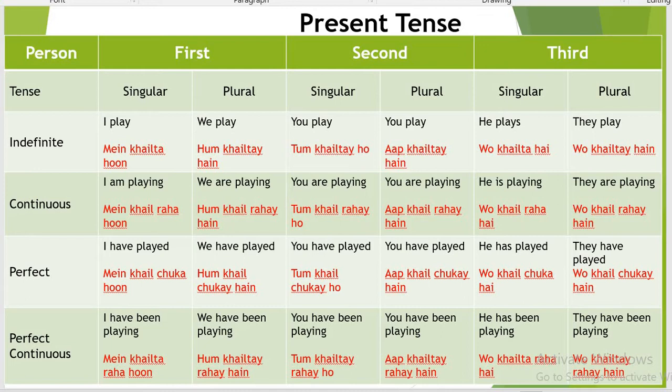For example, first person singular is I, which is main, and plural is we, which is hum. Then second person singular is you, which is tum in Urdu, and plural is aap, which is you in English. The third person singular is he, which is wo, and then plural is they, which is again wo.